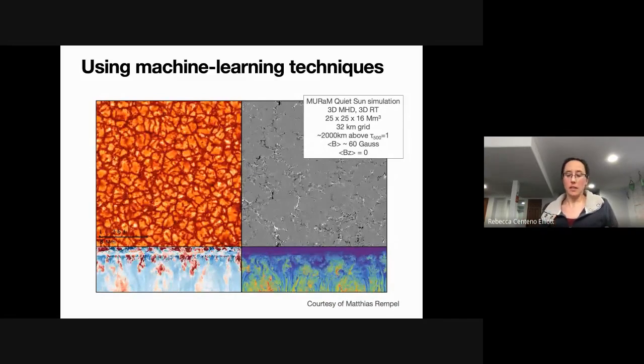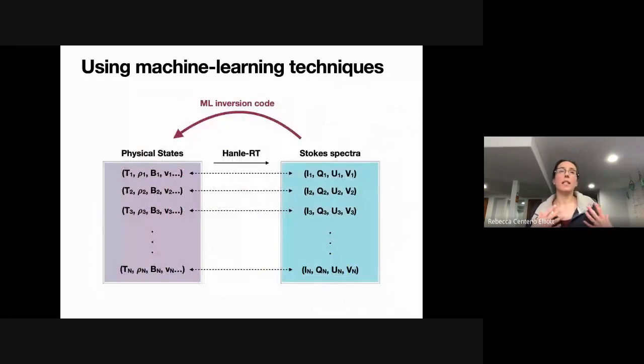Then we're collecting all these different realizations into a database of physical states, and we are computing the corresponding Stokes spectra using the Hanle code. So now we have 2 databases, one of physical states and one of spectra, with many, many different realizations of each. And we are designing and training neural networks that can do the inverse mapping between the database of Stokes spectra and the database of physical states. This is work in progress.